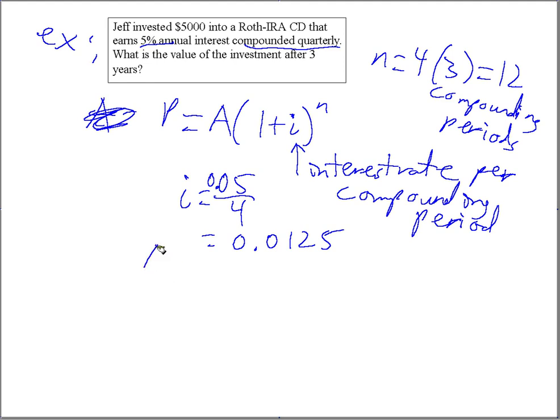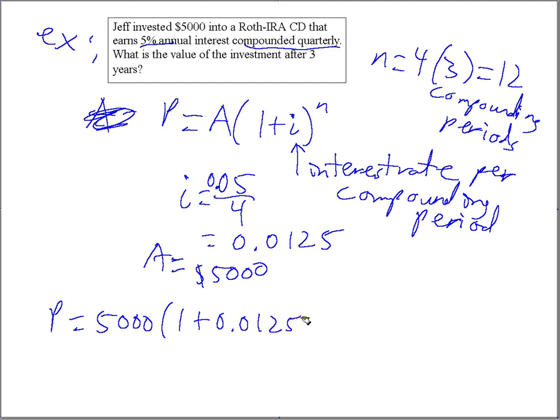Now my A is going to be what? Jeff is investing $5,000. That's his initial investment, or his principal. So let's calculate the amount that he's going to have after 3 years using these 3 numbers by plugging in. So 5,000 times 1 plus 0.0125 to the 12th power, since n is 12 in this case. So this is 5,000 times 1.0125 to the 12th power.